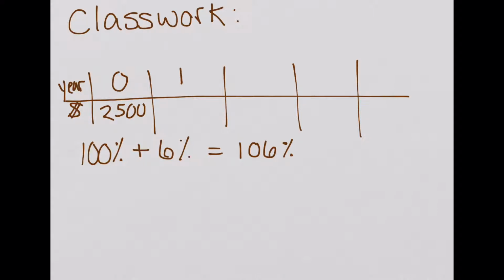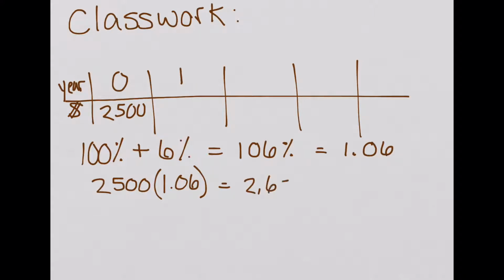And so how do you find 106% of something? Well, first you have to turn your 106% into a decimal by dividing by 100. 106% equals 1.06. And now if you multiply your 2,500 times 1.06, you will get $2,650. That's the value.